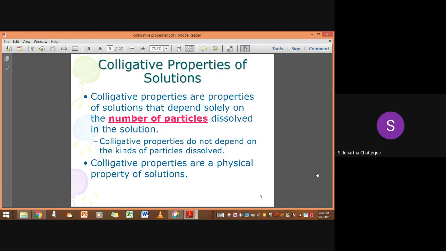So colligative properties are physical properties of the solution. Always remember, these are not chemical properties, because whenever you are saying the relative lowering of the vapor pressure, boiling point, freezing point related matter, the osmotic pressure, naturally these are going to be physical properties. Therefore the colligative properties are physical properties of the solution.